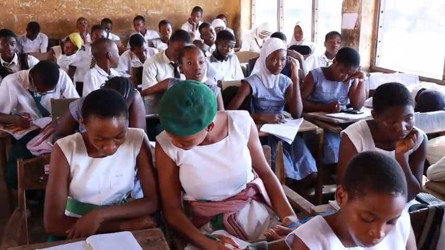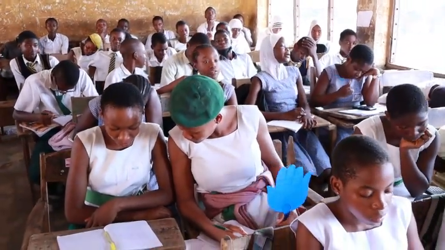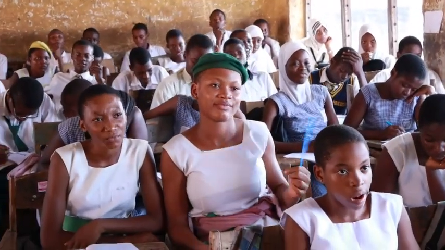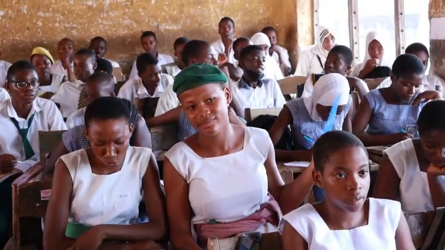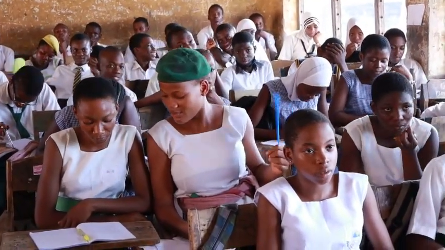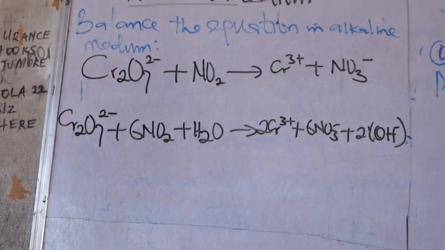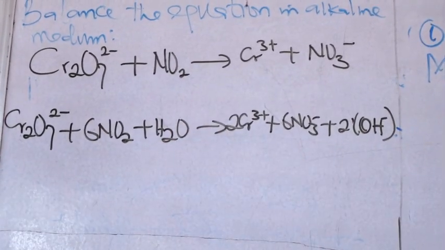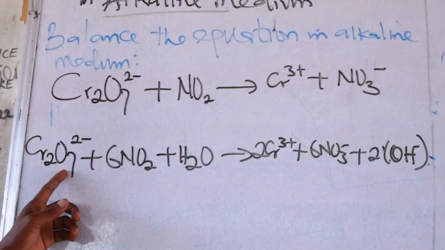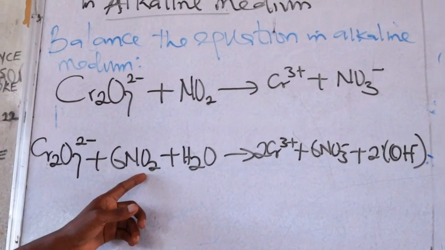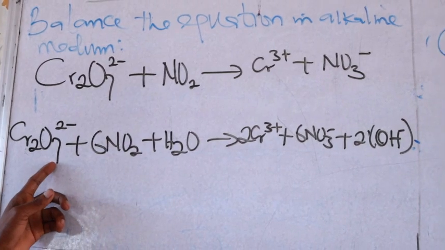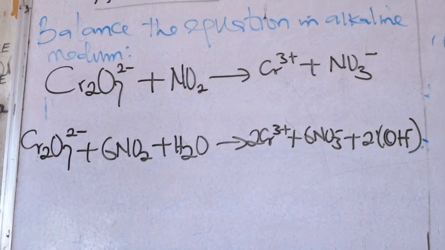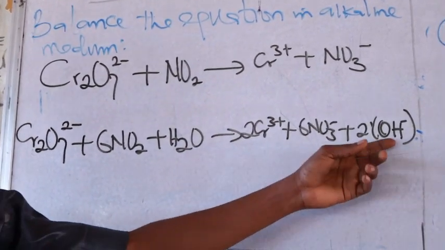NO2 plus H2O to give 2Cr3 plus 6NO3 minus plus 2H. The equation is balanced. How many chromium do we have here? How many oxygen do you have? This is 7. This is 14. 14 plus 7, 12 plus 7 plus 1. Then 6 times 3 plus 2.